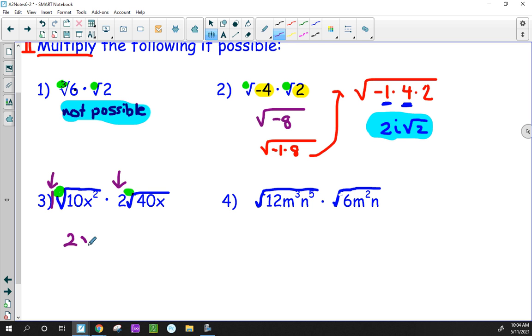Then you'll drop your square root symbol down, and you will multiply your radicands together. So you're going to multiply the 10x squared times the 40x. 10 times 40 is 400.